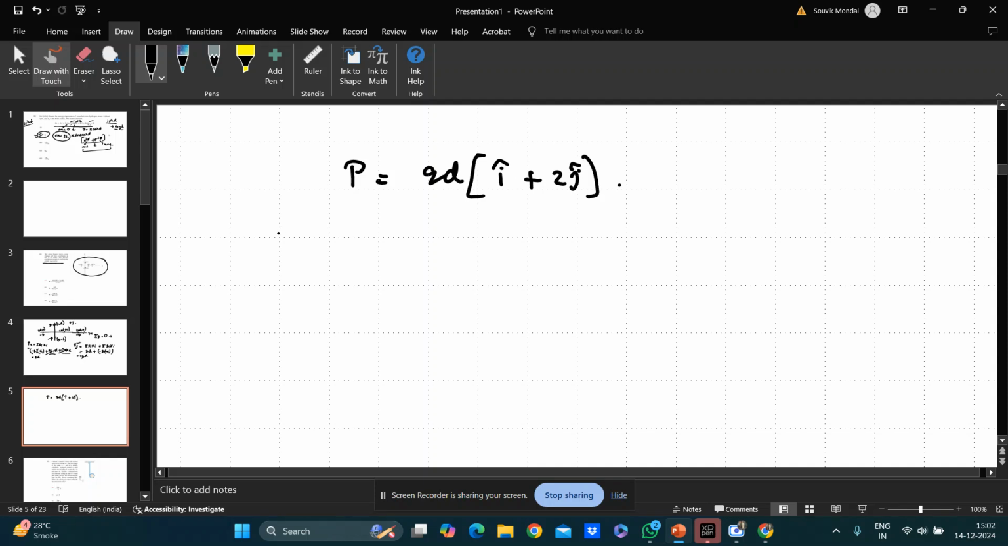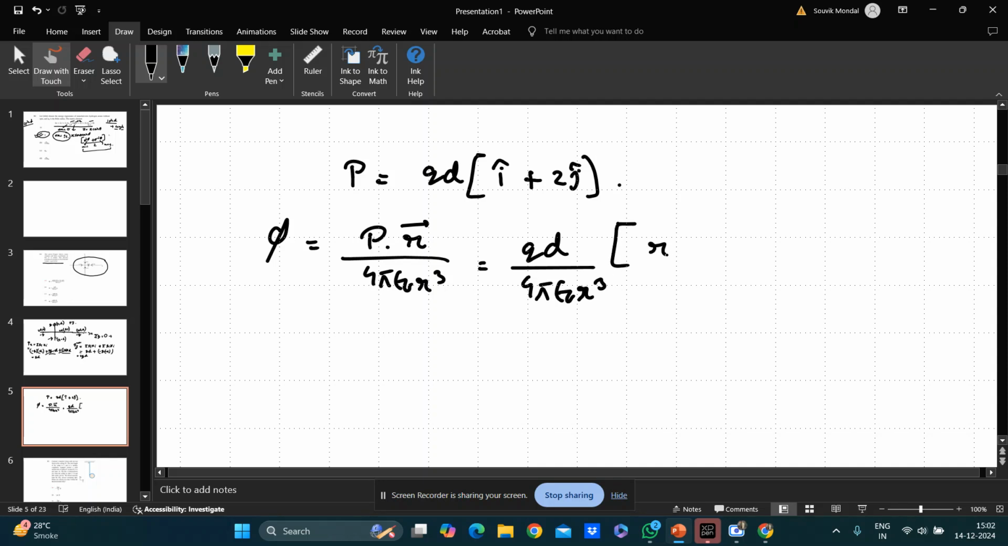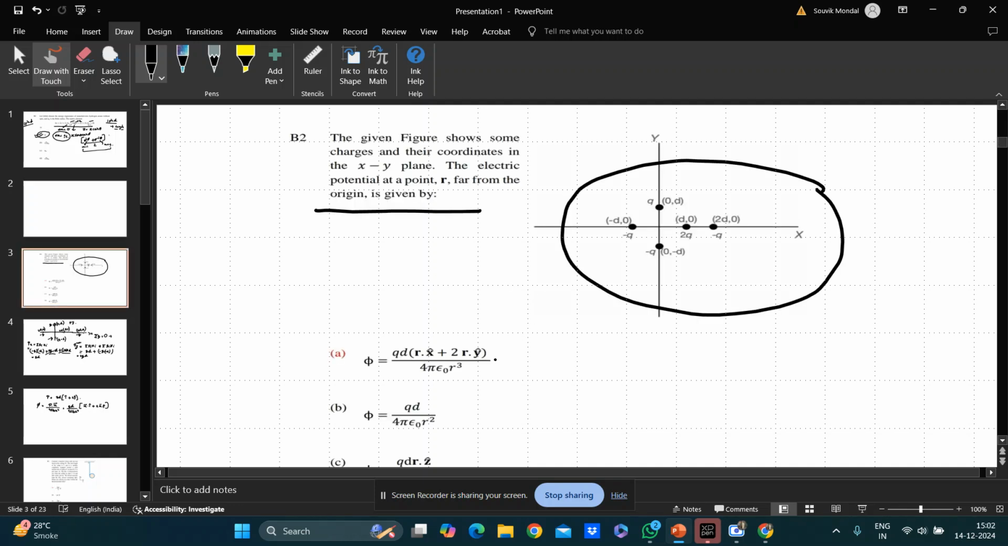Okay. So what is now the formula for potential? Formula for potential is p dot r by 4 pi epsilon naught r cubed. Okay. So qd by 4 pi epsilon naught r cubed, (r dot i hat plus 2 into r dot j hat). So this will be your answer. So it is a doable problem for the IPhD students also.